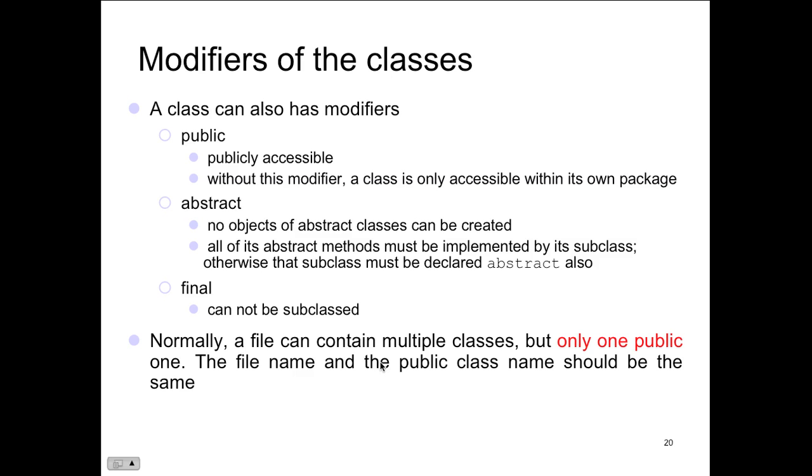Normally, a file can contain multiple classes, but only one public one. And the name of the file and the name of the public class must be the same. We saw that already.